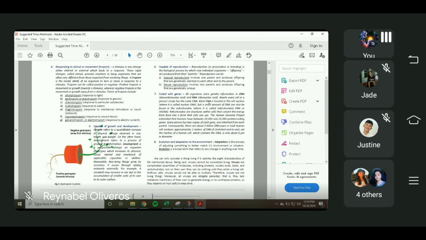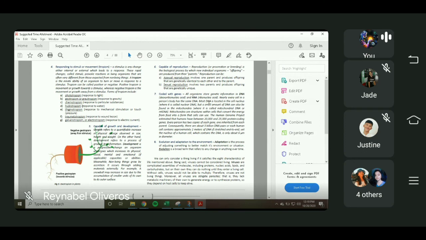So, sumunod naman is number 8, evolution and adaptation to environment. Of course, a living organism has its ability to adapt to its environment. Kaya nga 'di ba meron tayong tinatawag na yung mutation ng isang organism. It has the ability to do the camouflage na tinatawag. 'Di ba? Para hindi sila mahanap o mahuli agad ng kanilang predator.